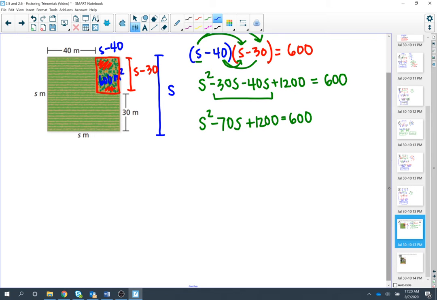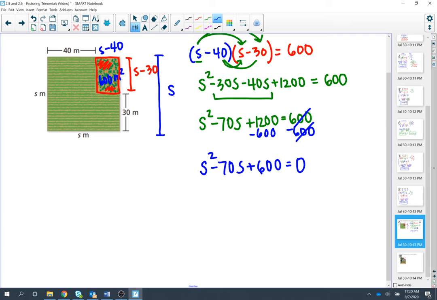But we already had this conversation. I don't want it to be 600. I want it to be 0. So I'm going to subtract 600. Now, if I subtract 600 from both sides, which part of this thing can you actually subtract 600 from? And the answer is the constant. So you're going to leave the S squared the same. You're going to leave the minus 70S the same. Then you're going to take 1200 minus 600, which is 600, equals 0.